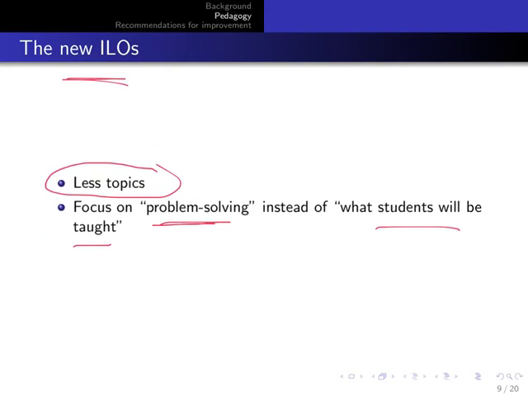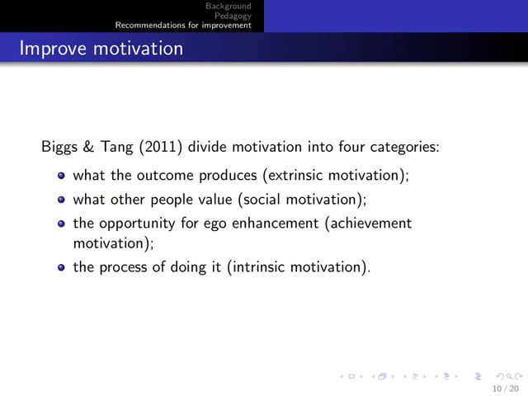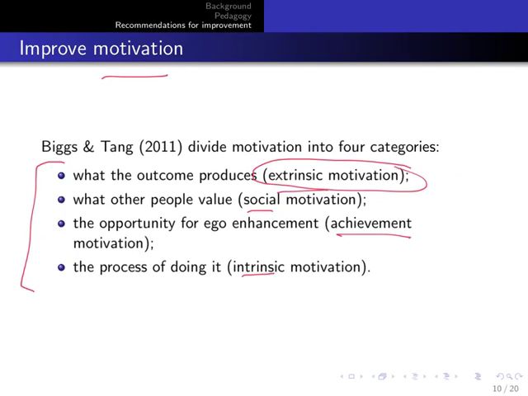At this stage, we are ready to make our recommendation for improvement. And I want to start with one of the problems of Status 7.3, which is motivation. Biggs and Tang divide motivation into four categories: extrinsic, social, achievement, and intrinsic motivation. Right now, Status 7.3 focuses mainly on extrinsic motivation, so the outcome.